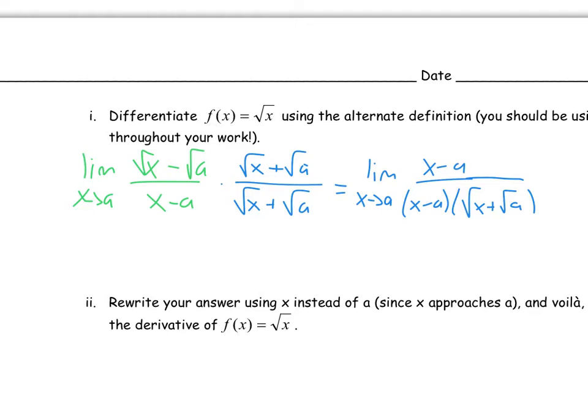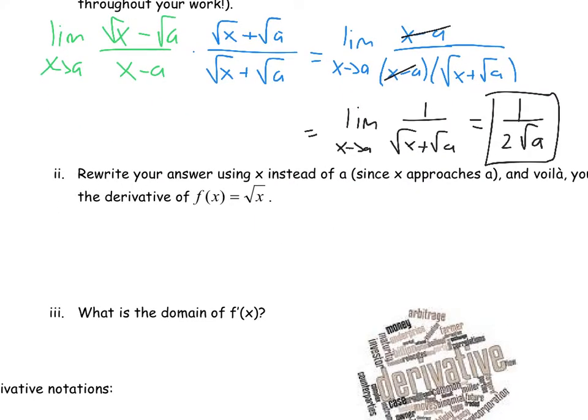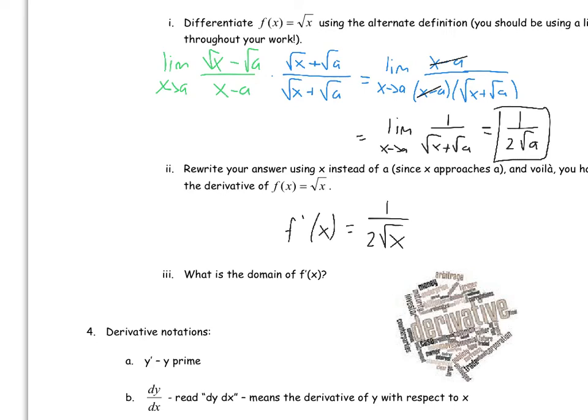Okay, so we get that. Now my x minus a cancels, which leaves us with the limit as x goes to a of 1 over square root of x plus square root of a, which has now made a plug-inable, and you just get 1 over 2 radical a. Now, instead of using a, which just represents any x value, this one's just saying, hey, really the derivative f prime of x is equal to 1 over 2 radical x. And then what is the domain of that? The domain is x has to be greater than 0.